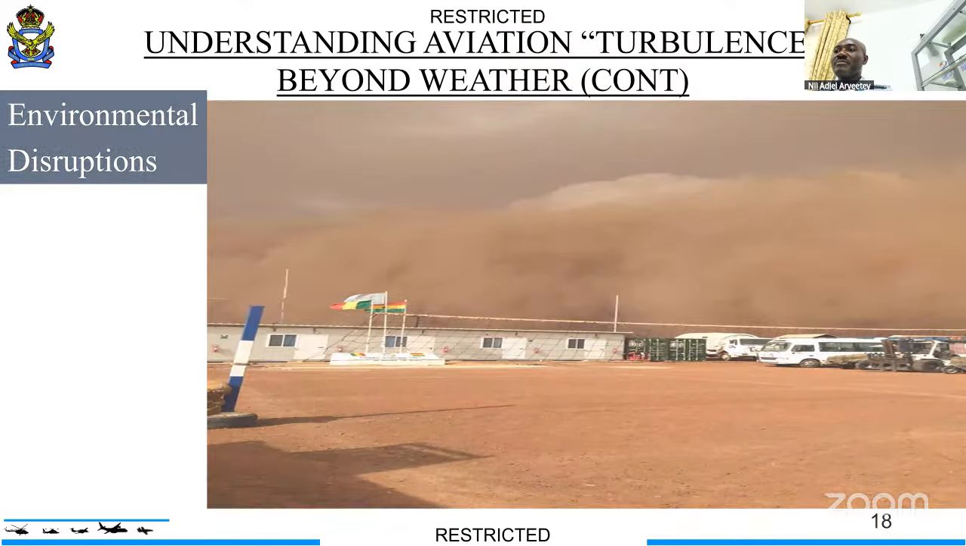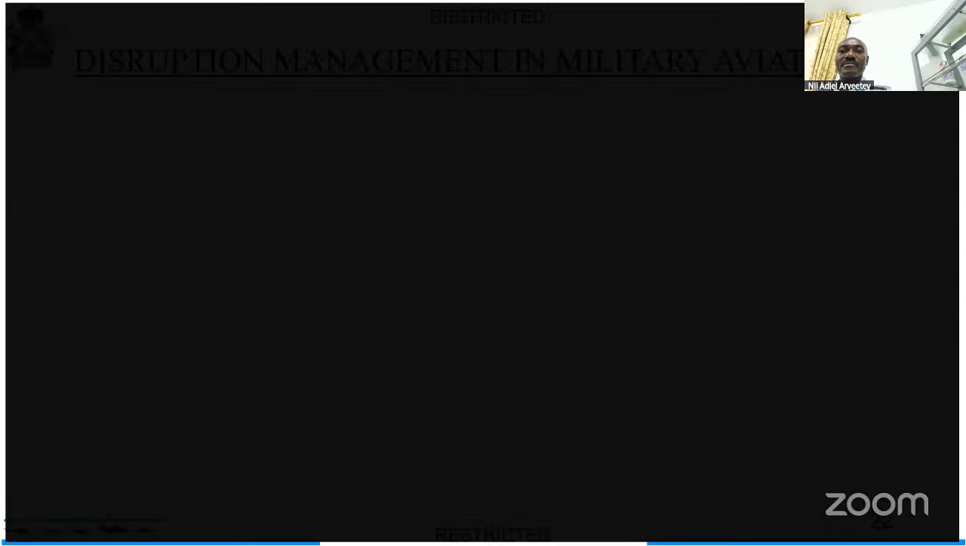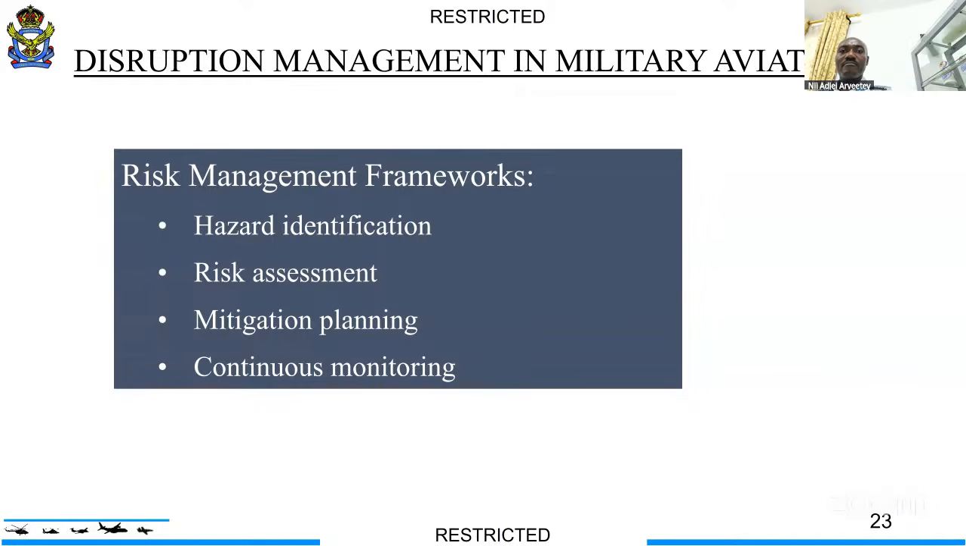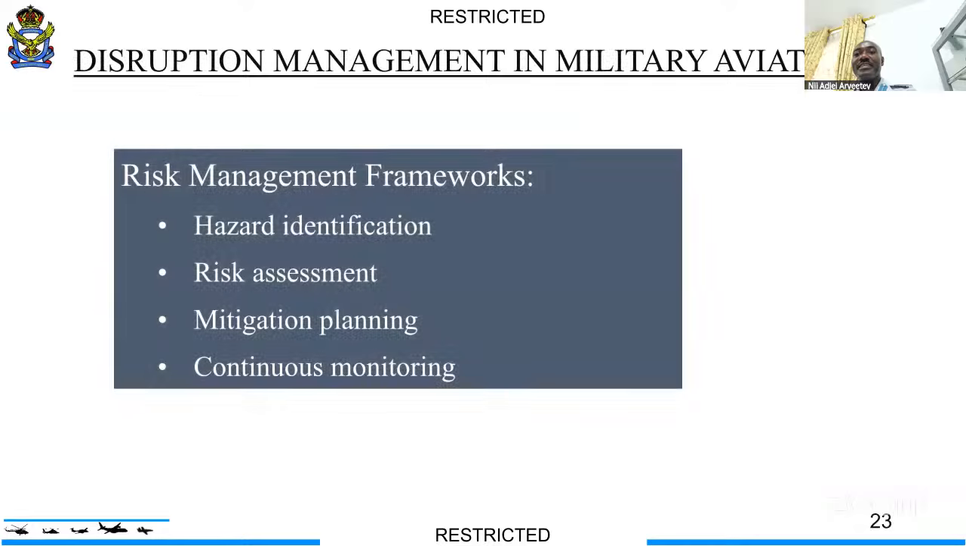We talked about risk management framework. Yes, that's a risk management framework. So when we talk about disruption management, the first item we consider is a risk management framework. And it comes in 4 stages. The first is the hazard identification. Then we talk about risk assessment, mitigating plan, and continuous monitoring.